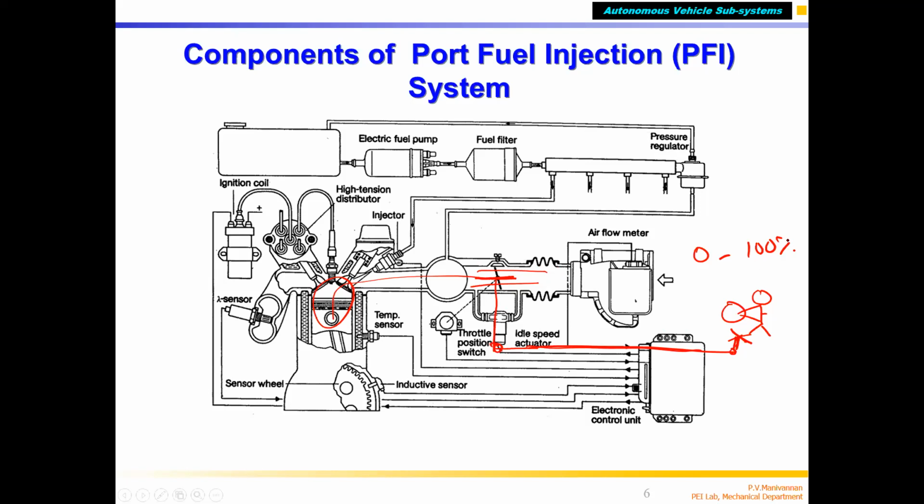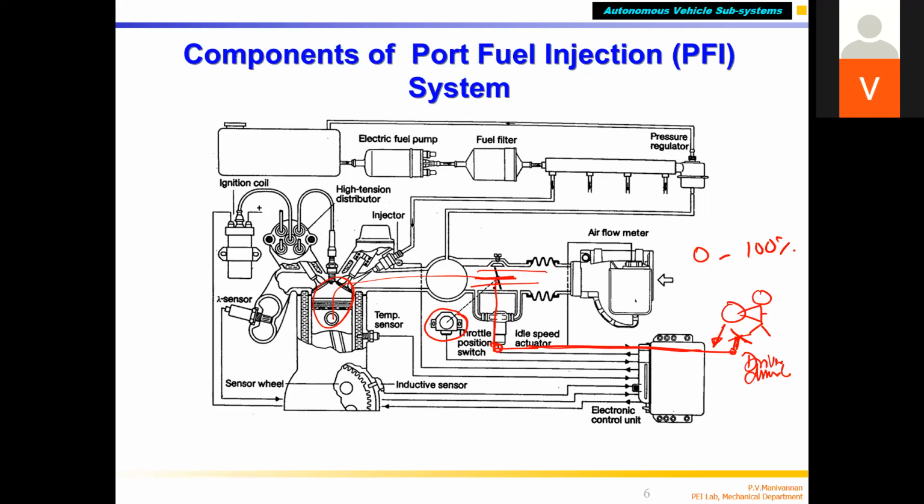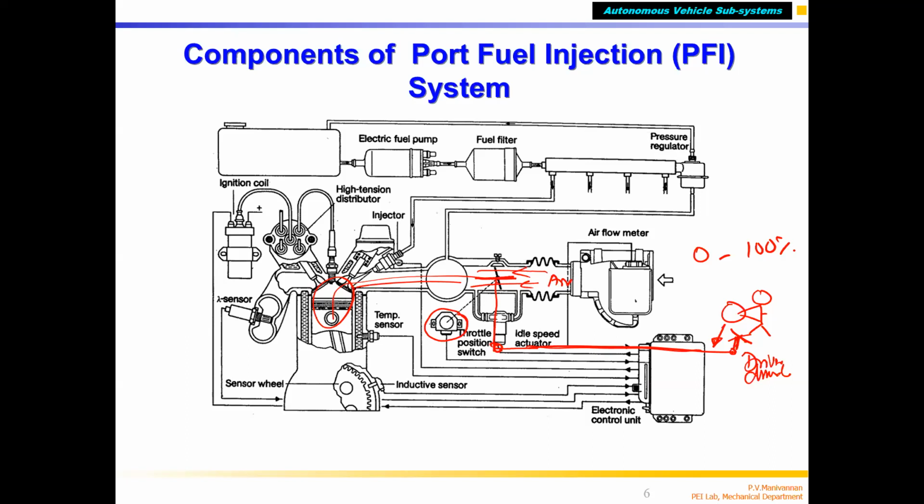How much the throttle is opening is sensed by the throttle position sensor. In conventional vehicles, the throttle is manually controlled. It is called driver demand. The driver demands the torque by pressing the throttle pedal, which in turn works through a mechanical link. There are links and joints which physically connect to the throttle, so the throttle plate opens and closes. Accordingly, the amount of air going inside the combustion chamber changes.